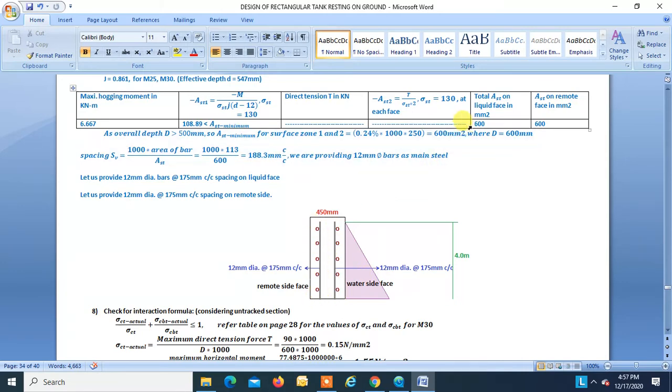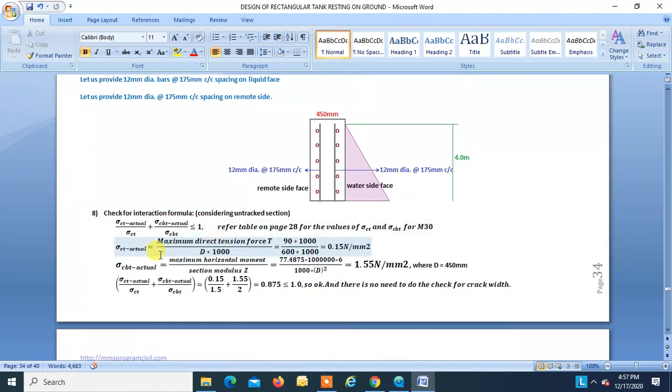Though both the areas are the same, this will be considered as our main steel and this will be considered as a distribution steel. For this area the spacing found, we are going to use 12 dia bar, area 188.3 square mm, we will provide 12 mm dia at about 175 mm center to center, on both the faces, right? So this is how we do the steel detailing for long and short wall.